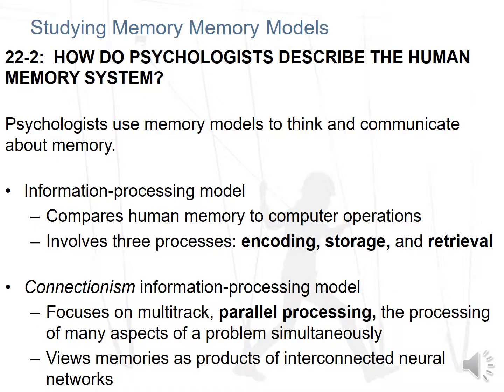How do psychologists describe the human memory system? Psychologists use memory models to think and communicate about memory. The first is the information processing model. It compares the human memory to computer operations, and it involves 3 processes, including encoding, storage, and retrieval. The connectionism information processing model focuses on multi-track parallel processing, the processing of many aspects of a problem simultaneously. It views memories as products of interconnected neural networks.